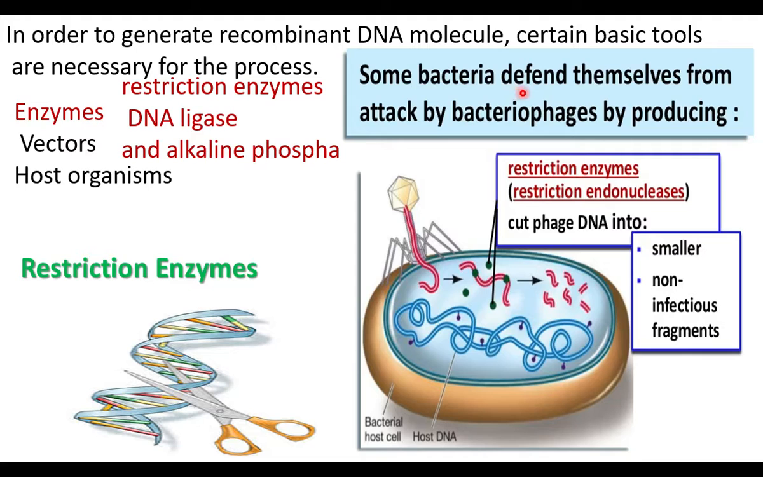Some bacteria defend themselves from attack by bacteriophages by producing restriction enzymes. The bacterial cells produce restriction enzymes. With the help of the restriction enzymes, they cut the DNA of bacteriophages. This is bacteriophage DNA. Restriction enzymes cut the DNA of bacteriophage into small fragments so that the bacteriophage activity is restricted. The bacterial cell is protected.